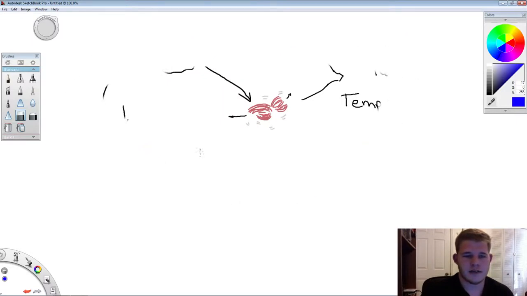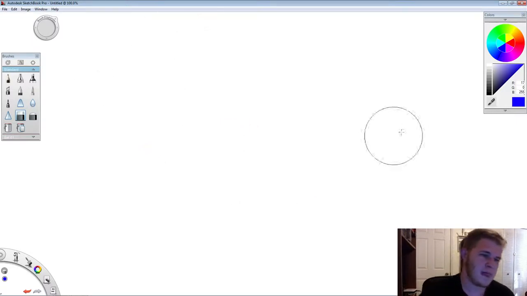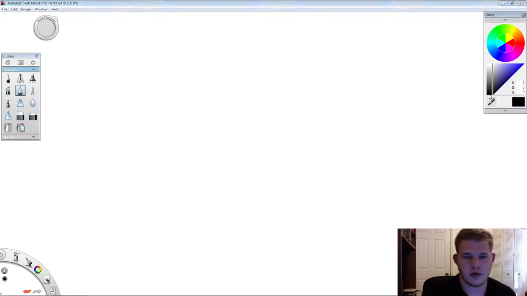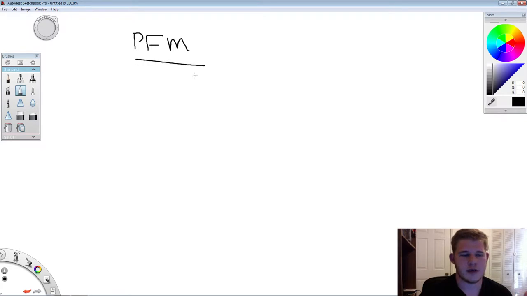We're going to go to positive feedback mechanisms. So there's a distinct difference here that you will certainly figure out. So we have our positive feedback mechanisms. This is cool. Just watch the example and you'll kind of figure it out.